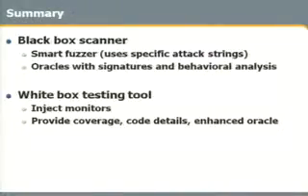So to summarize, Toshi's black box tool is really a smart fuzzer. So it's using, just like the other vendors in this space, known attack strings, things that are designed to exploit certain kinds of vulnerabilities, to fuzz the application, look for vulnerabilities using a couple of techniques, signatures and behavioral analysis. His white box tool is injecting monitors and looking for potential limitations based on how much of the application he's covered, getting code level, API level details, and getting more enhanced oracles for different APIs, different kinds of vulnerabilities.